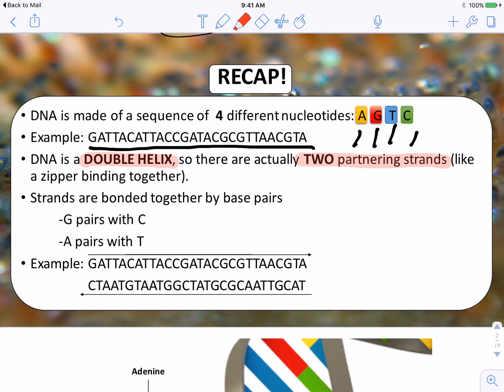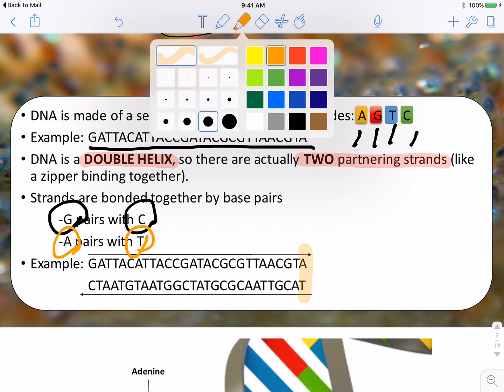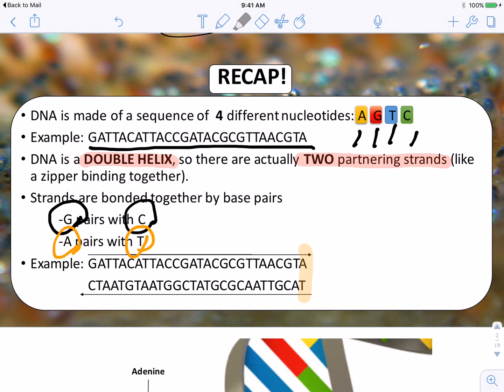If you look down here, we have a little reminder that you guys are pretty comfortable with, I know, but just to refresh your memory and ingrain this into your heads, G always goes with C, and A always goes with T. And if you look at the bottom picture, you can see that A is always with the T, and G is always with the C.